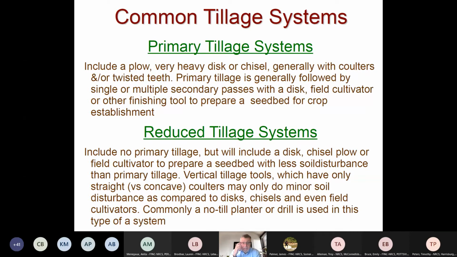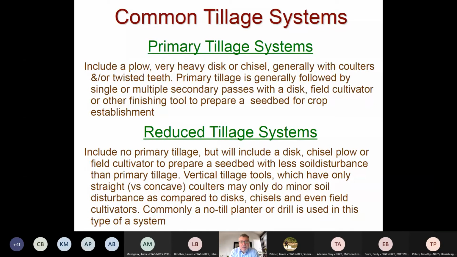Okay, and while that seed bed may be attractive because it's nice and clean and we have that soil smell in the air, it's also very vulnerable to raindrop impacts and erosion. Reduced tillage systems avoid using the plow and the very heavy disc, but we'll use a chisel or a disc followed by a field cultivator to smooth out the soil.